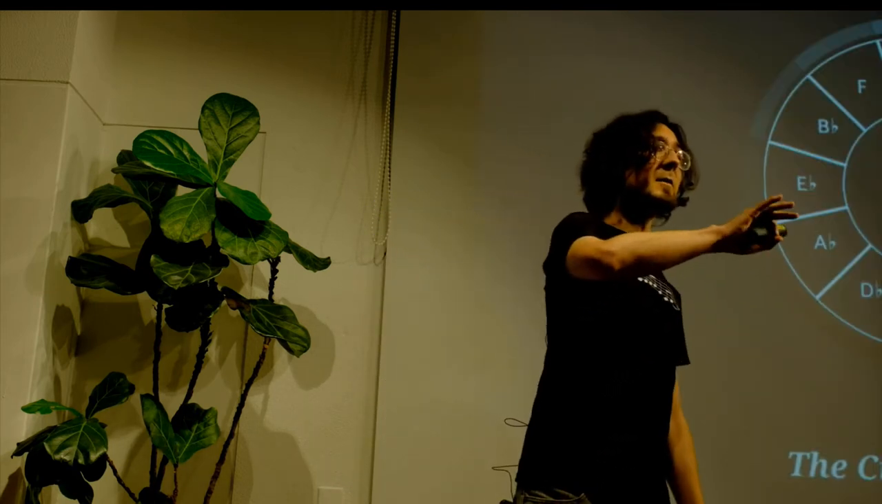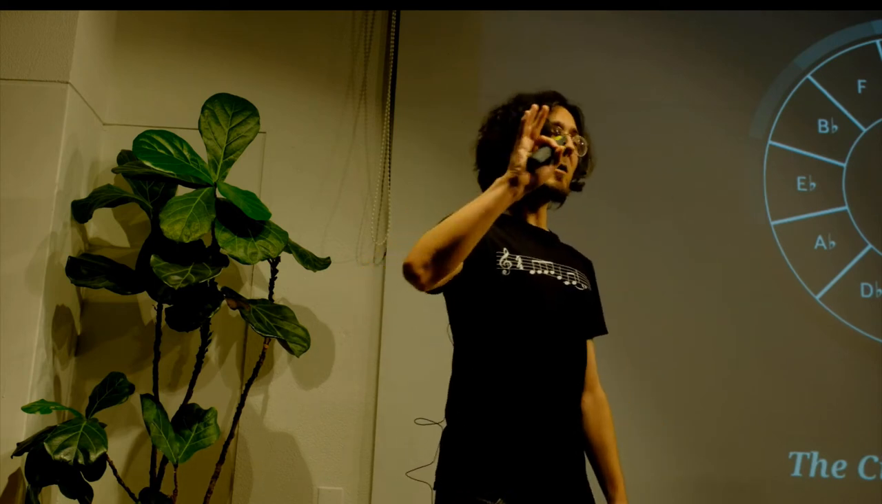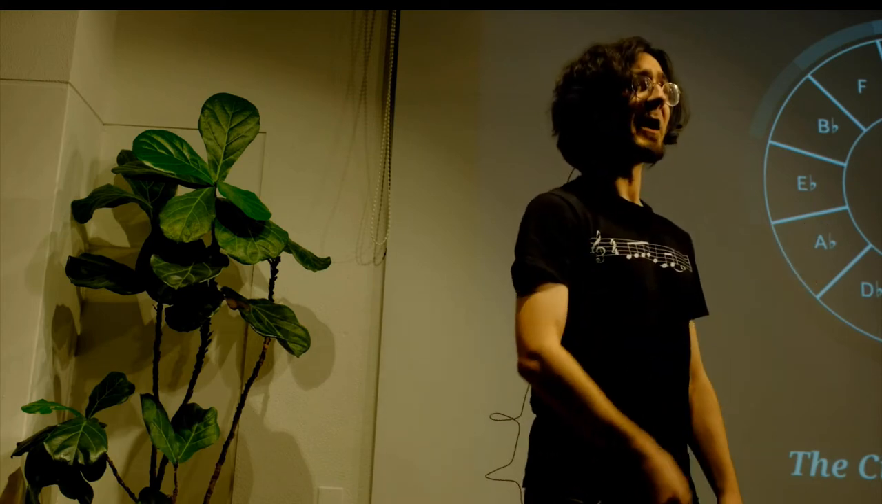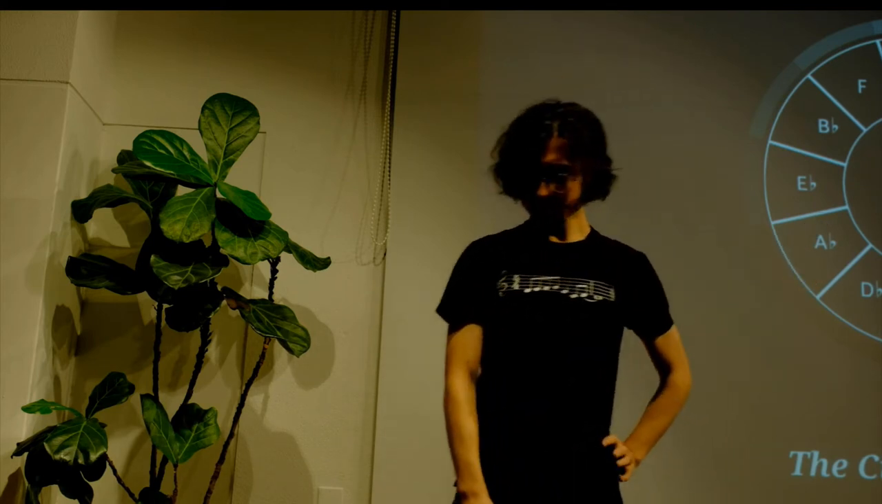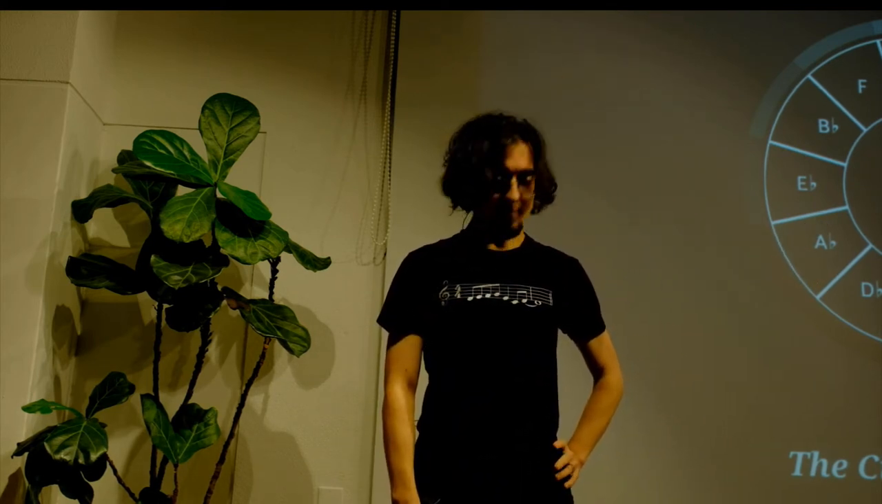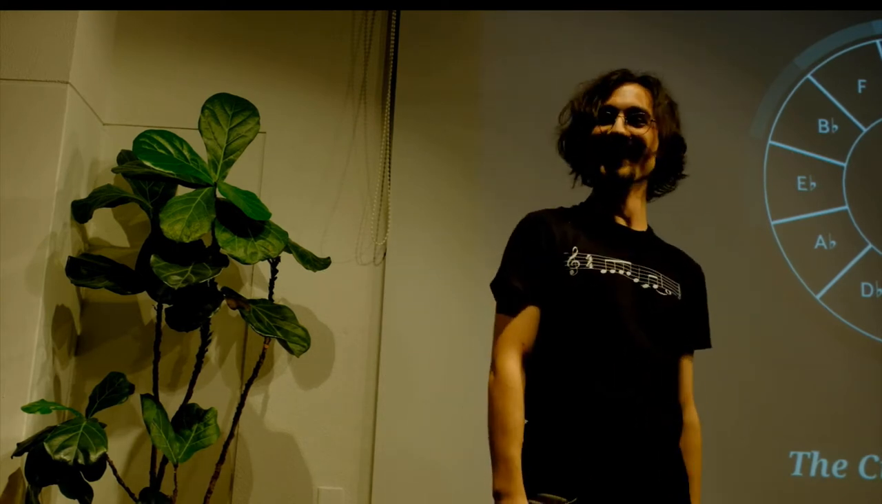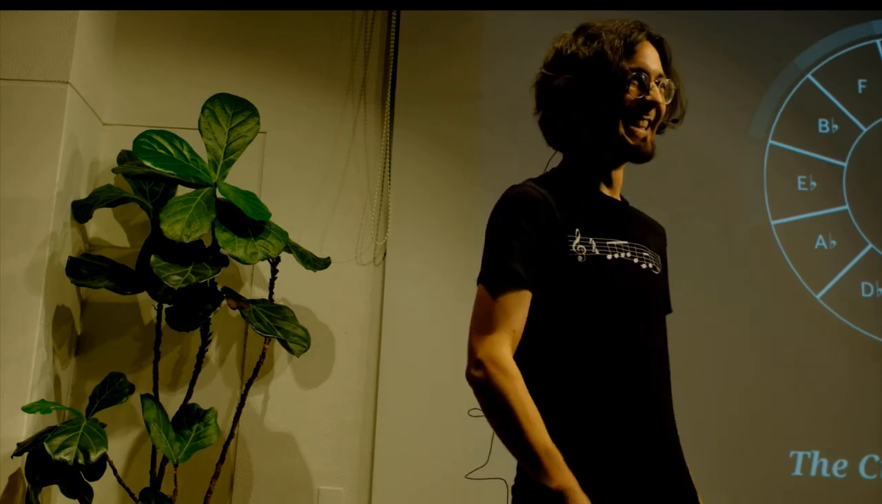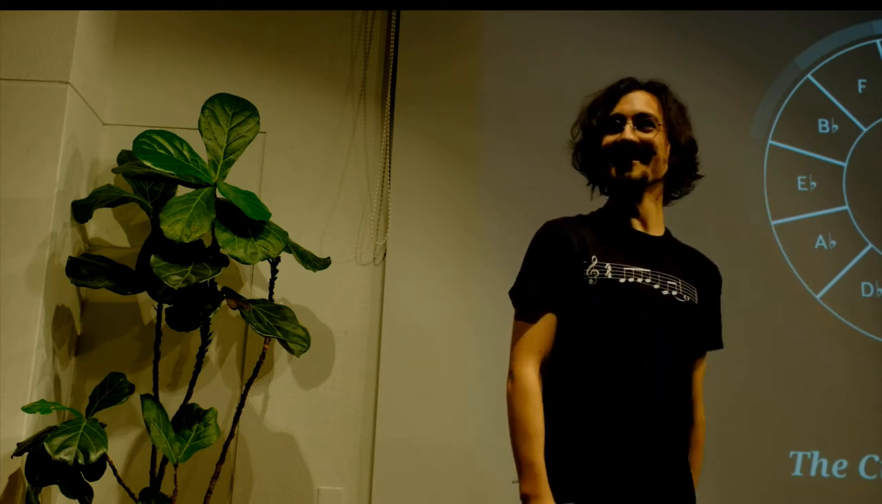The letters A, B, C, D, E, F, and G walk into a bar. The bartender says, "I can't serve you, you're clearly A minor." Thank you. One more joke. I don't know how many jokes music theory has.